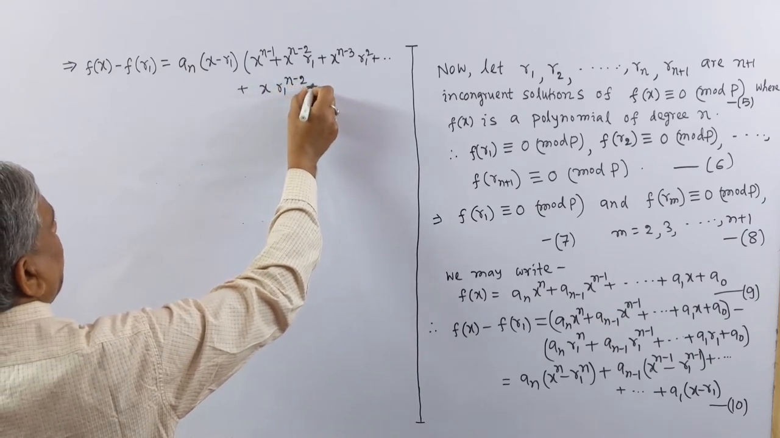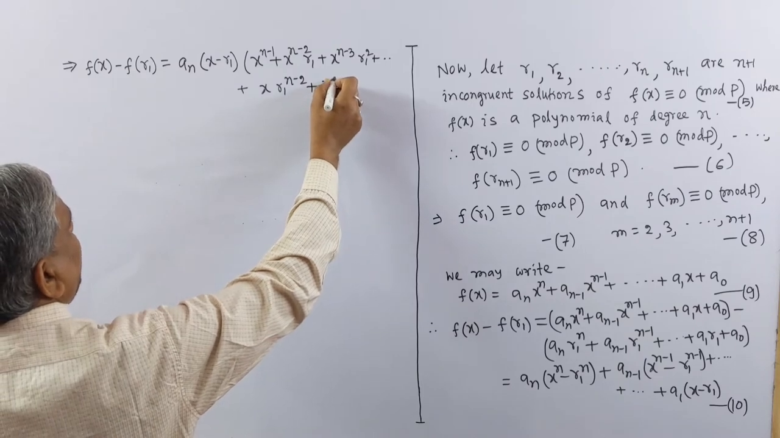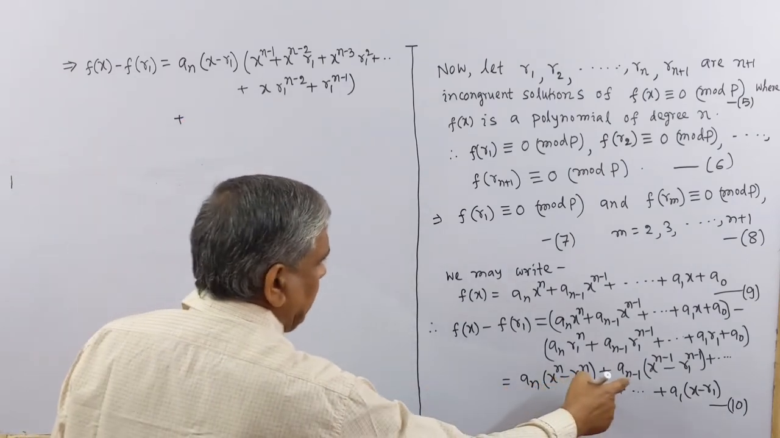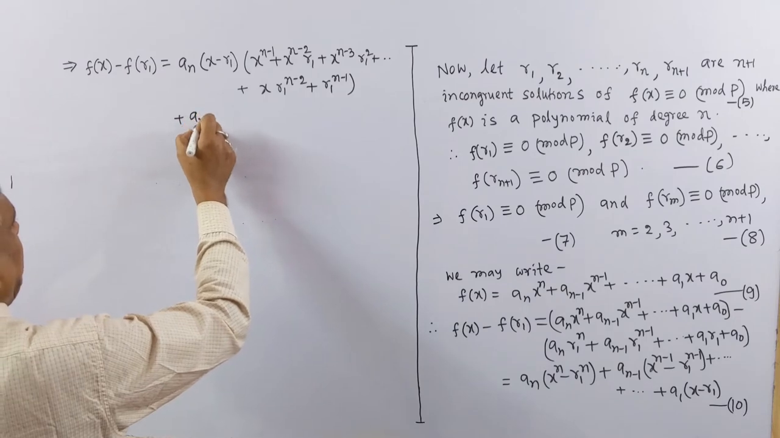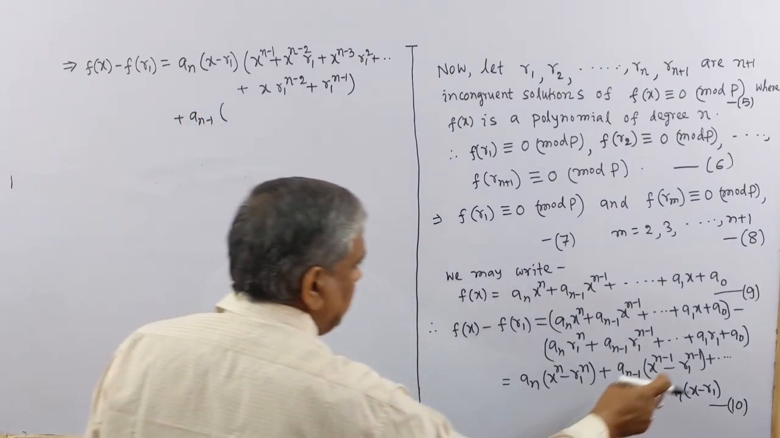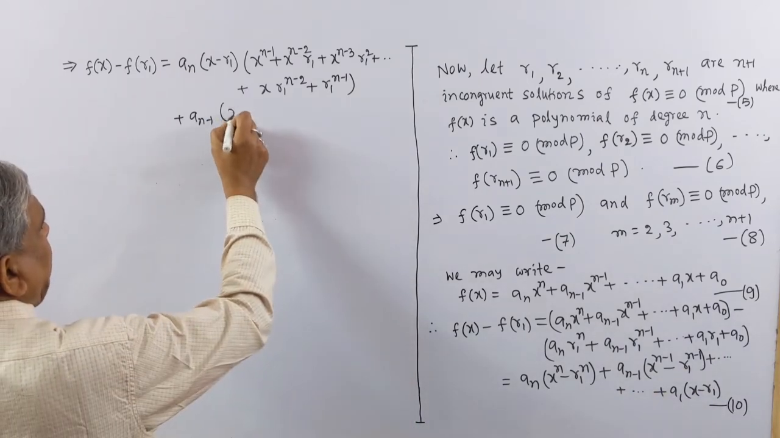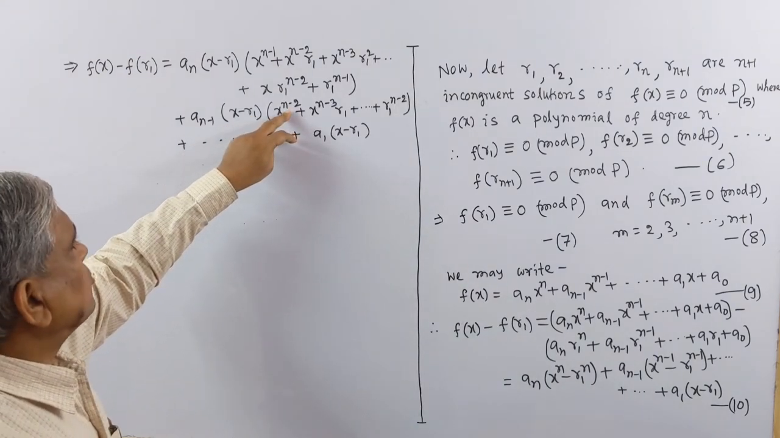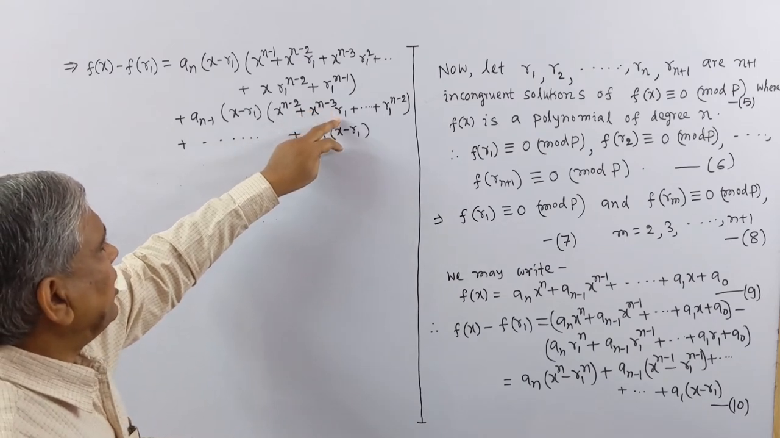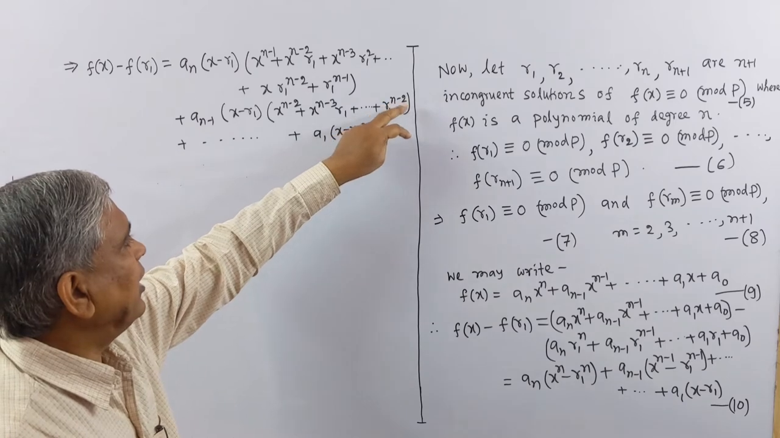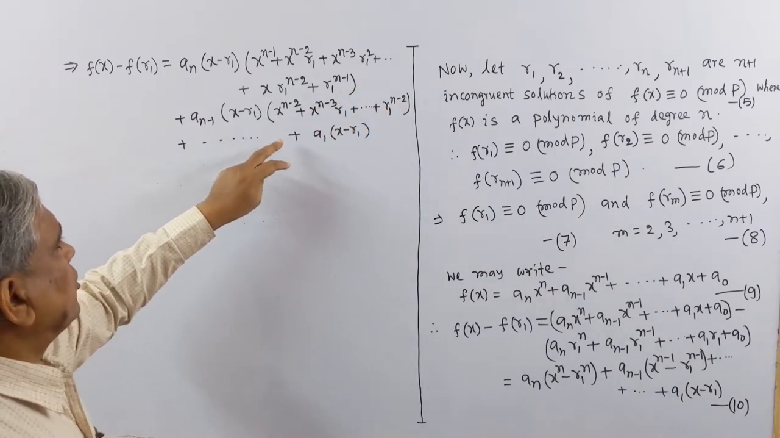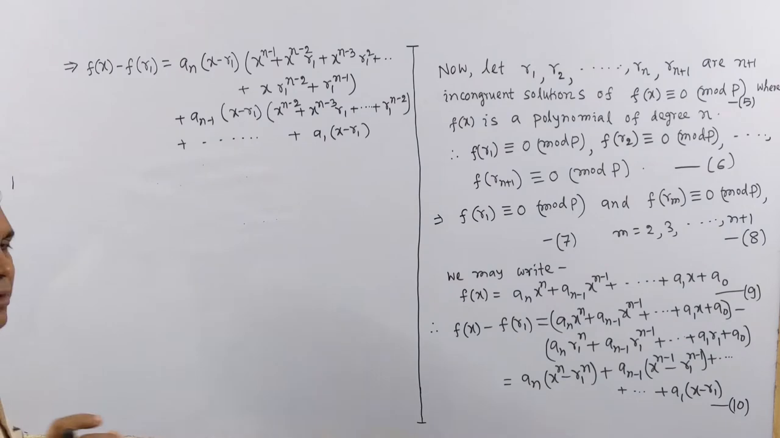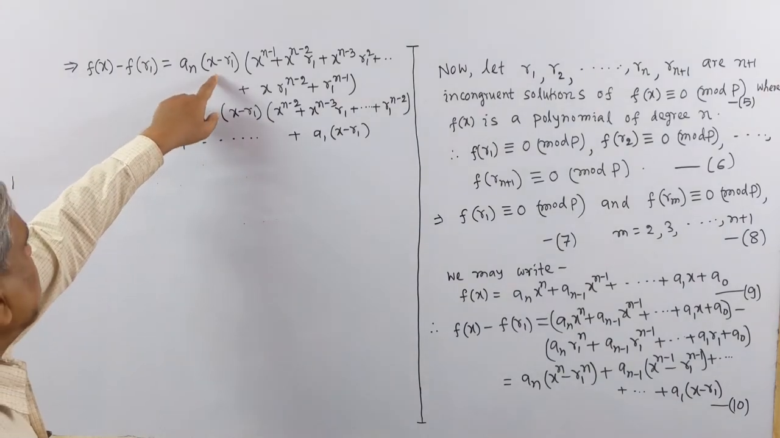minus 2 plus r1 to the power n minus 1) plus a_(n minus 1) multiplied by this, equal to (x minus r1) multiplied under bracket by (x to the power n minus 2 plus x to the power n minus 3 multiplied by r1 plus dot dot dot plus r1 to the power n minus 2) plus dot dot dot plus a1 (x minus r1). Now we take common x minus r1.